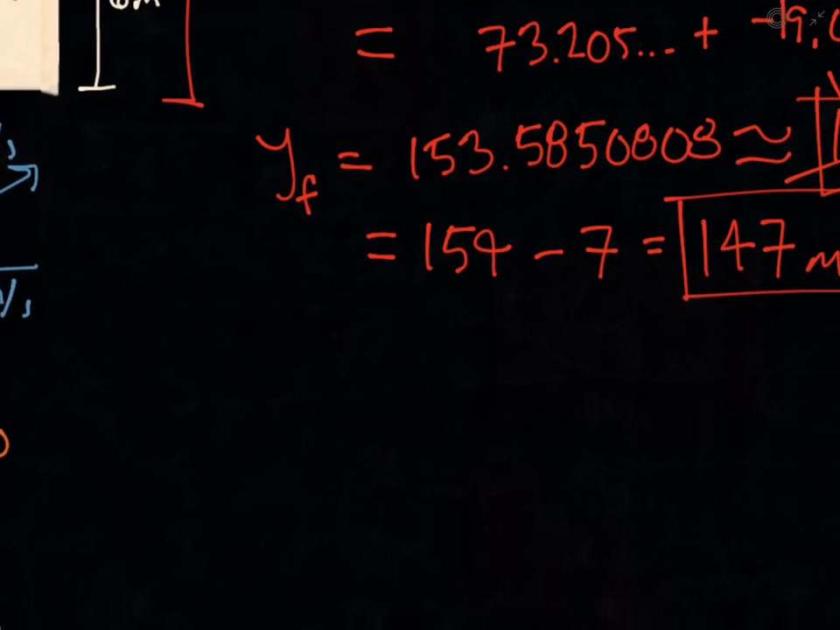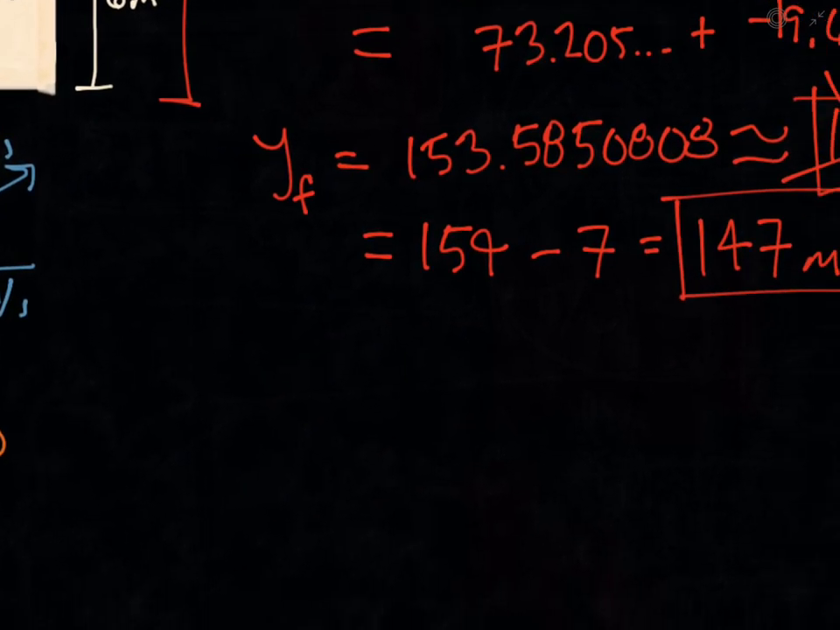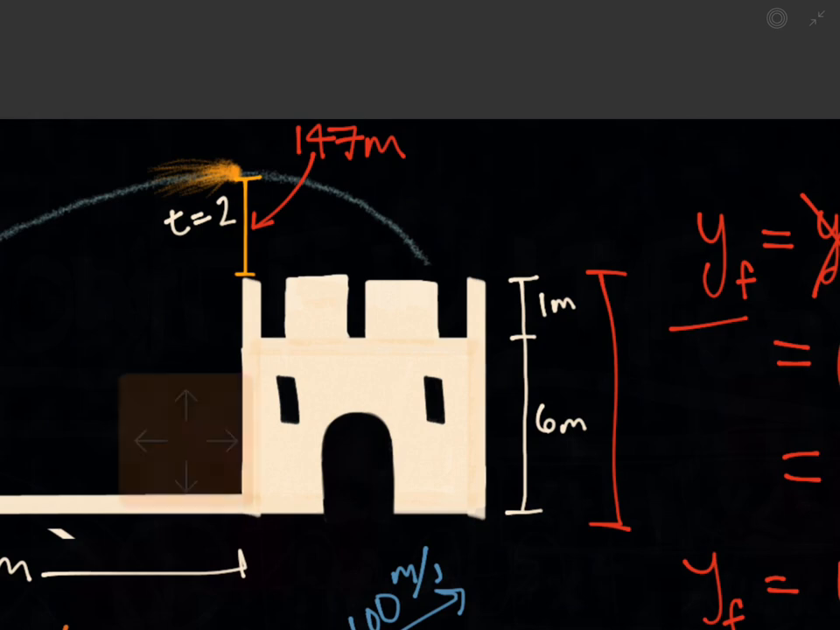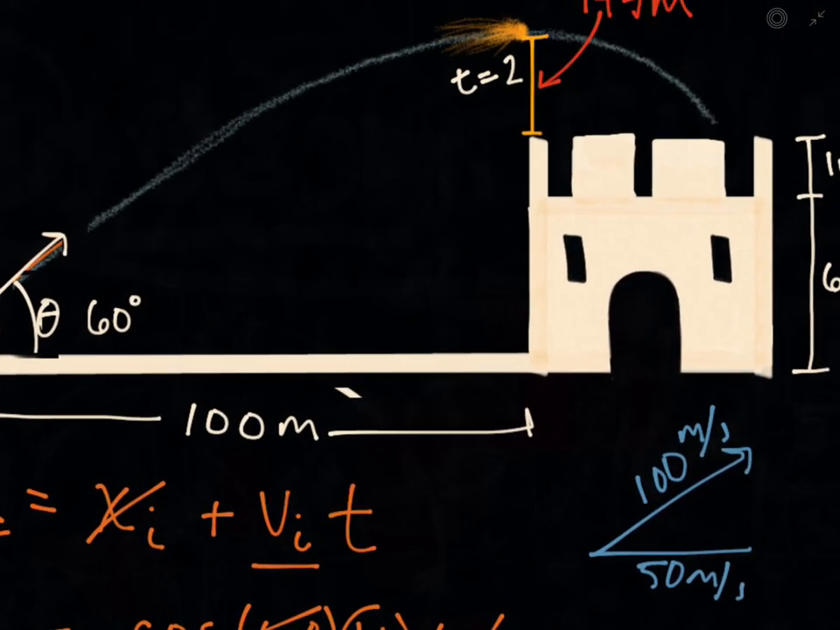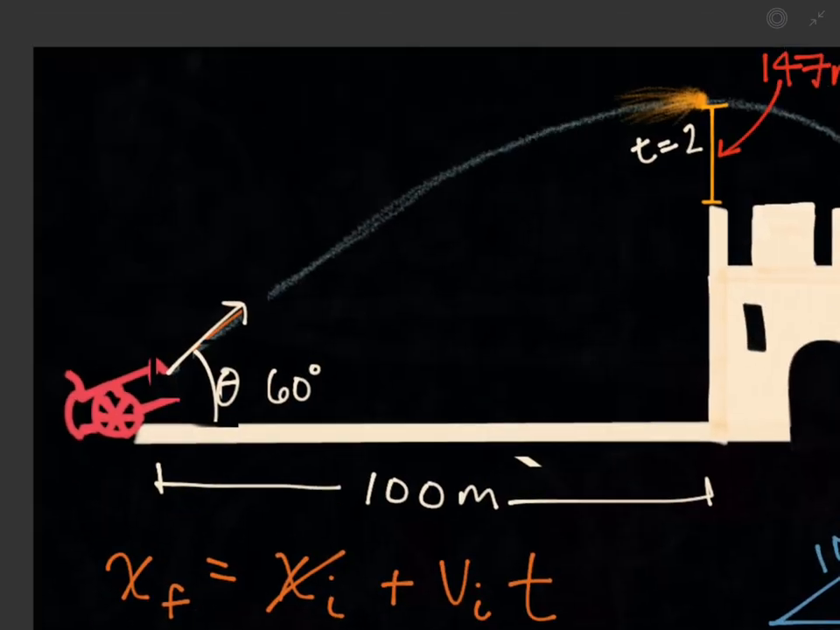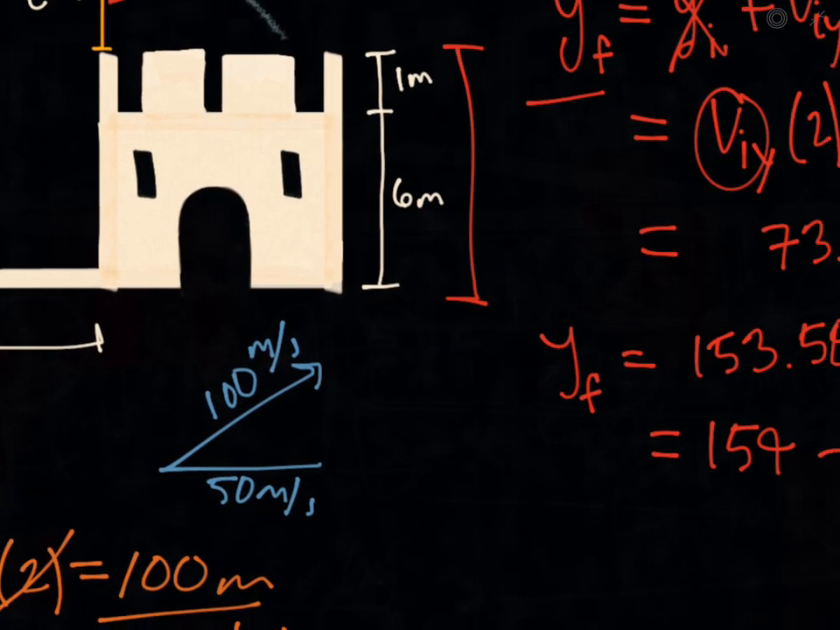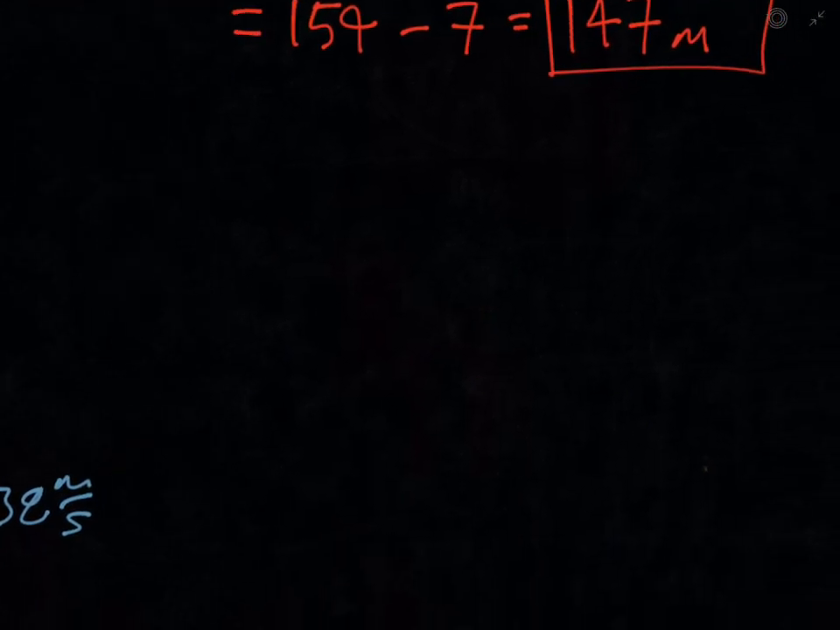So that is the height above the castle wall. So that's this height right here. That's 147 meters. And again, we said that this initial velocity was 100 meters per second. So 100 meters per second. That's awesome. Okay, I'll switch colors one more time. We'll work out a third problem.